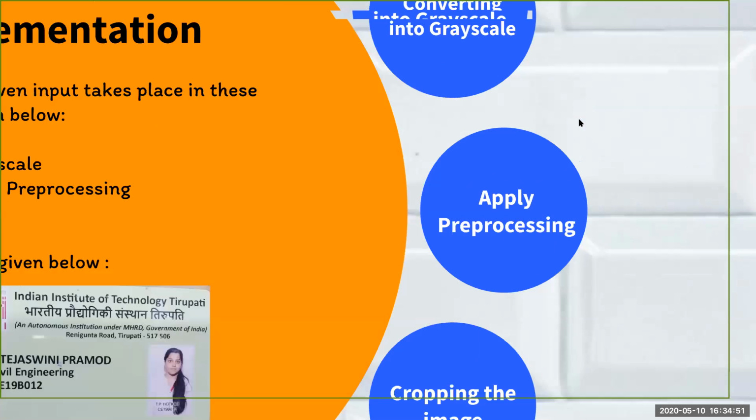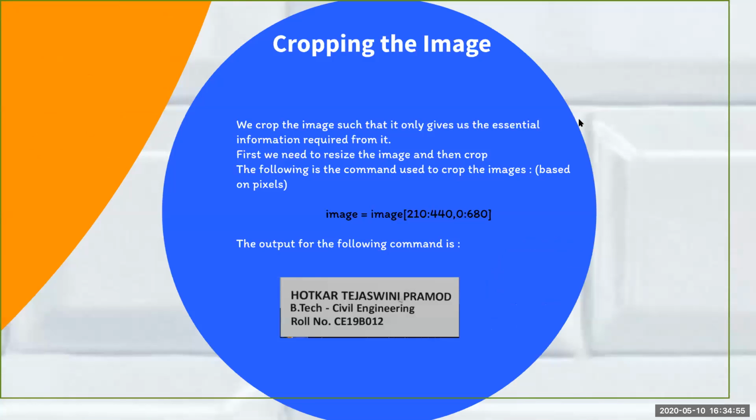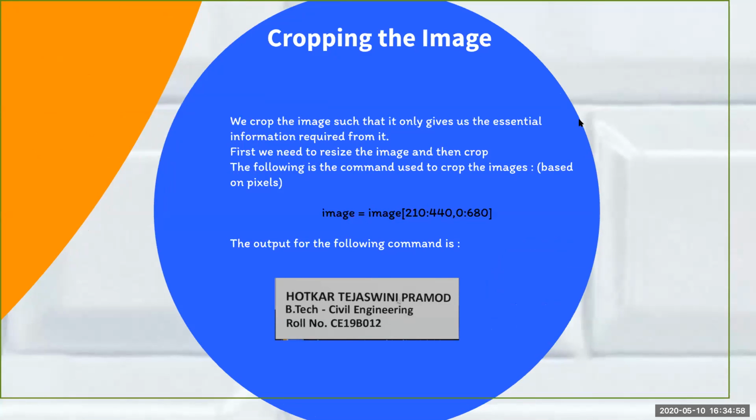And moving on to the third part of the implementation. The third part is cropping the image. After we have done all that, we get a clear image which differentiates between the background and the text which we want to get as an output.